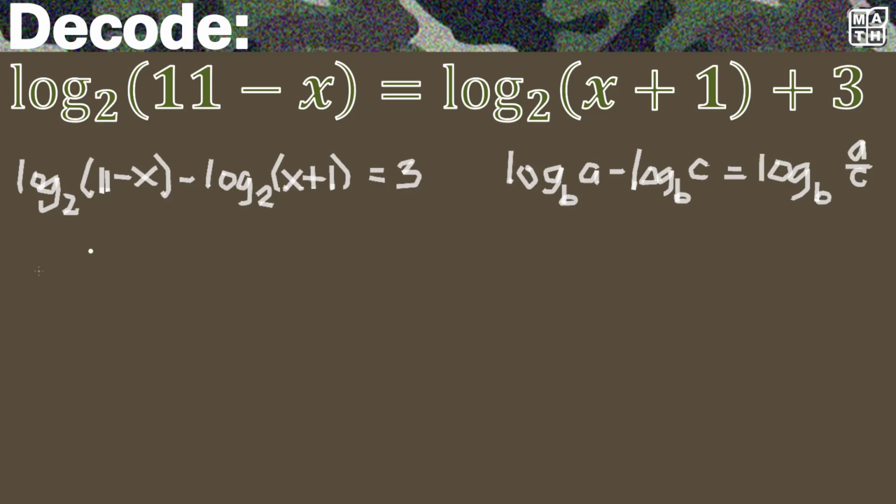With that, going back here, we can rewrite this into one logarithm because we are sure that they have the same base of 2. So we're just simply going to take their quotient, 11 minus x over x plus 1, to the same base 2. And this is still equal to the value of 3.